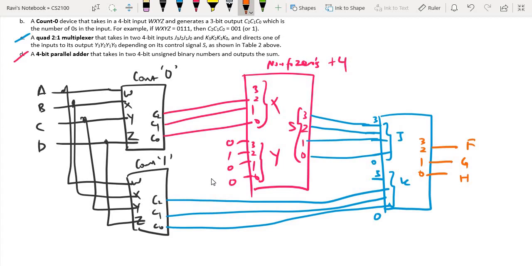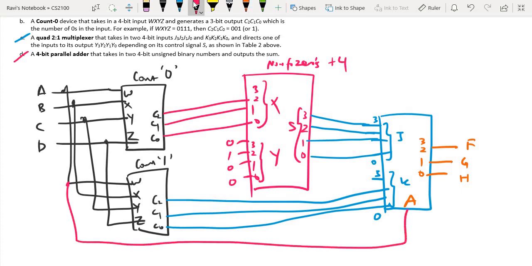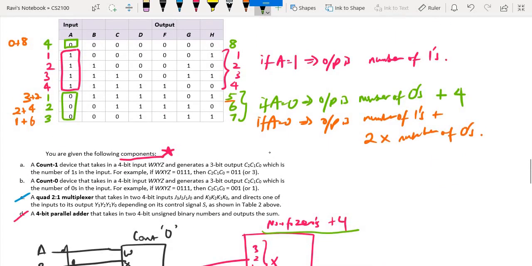Okay, and the main thing for this multiplexer is the selector, which is your A, and this A is actually connected back to our A from the input. So basically what happens is, if A is 0, then I would have taken the top input J, and this J is connected to the output of the adder, which basically takes the number of zeros plus 4, which is this. If A is 1, I would have given the output as the number of 1s, which is basically how we have analyzed the truth table here.